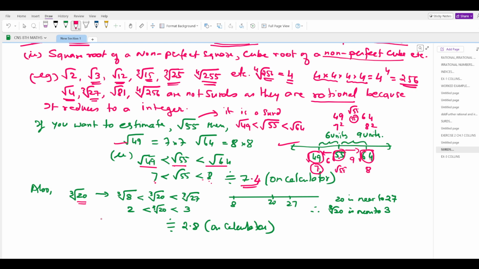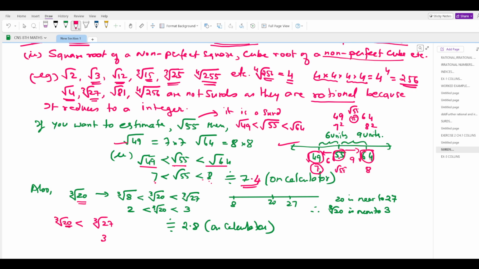After 20 comes 21, but 21 is not a perfect cube. 22 is also not a perfect cube. 24 is not a perfect cube. 25 is not a perfect cube. 26 is not, but 27 is a perfect cube. So I will take cube root of 27. Okay, how much is cube root of 27? You know, it is 3, right? And this will be cube root of 20.